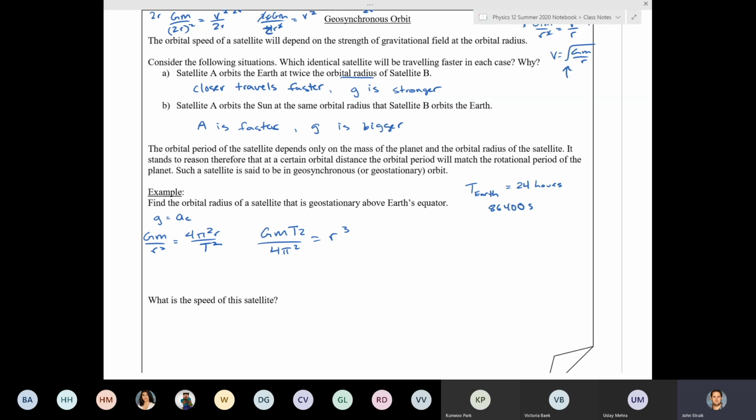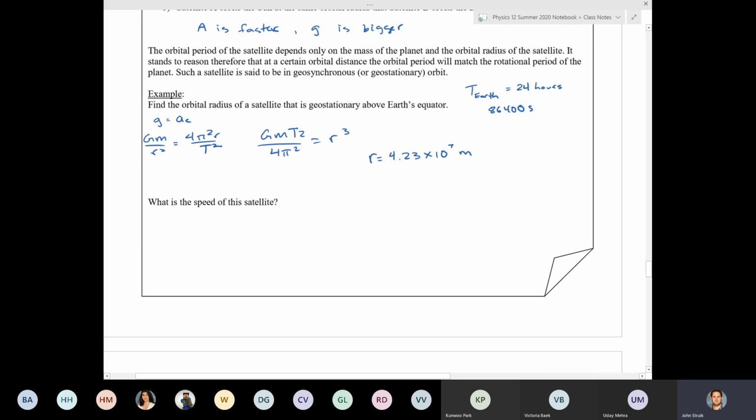Cube root that because it's r cubed. And you get, oh, I got it. R equals 4.23 times 10 to the 7 meters, I'm just going to round up. Okay, so that is the orbital radius. That's not the altitude. That's fine. We're good there. That's how you find that.